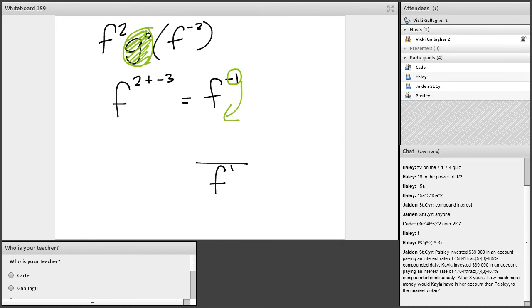And since I don't have anything else to write on top, I do have to put something on top. So I'm going to just put a placeholder of 1. So the answer to this problem, honestly, I would write 1 over f as the final answer.